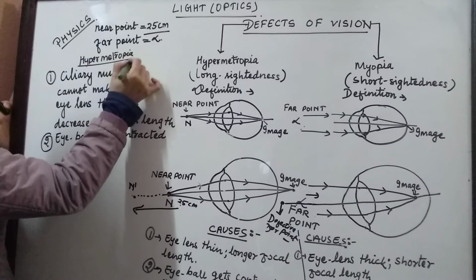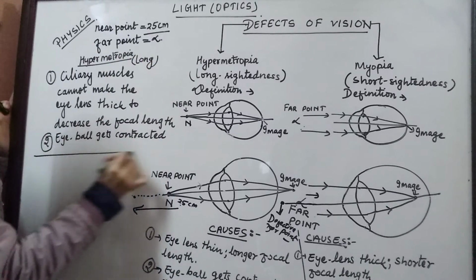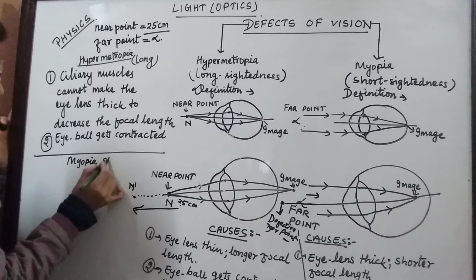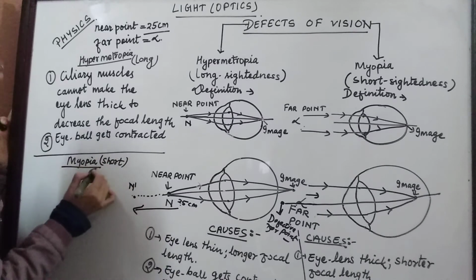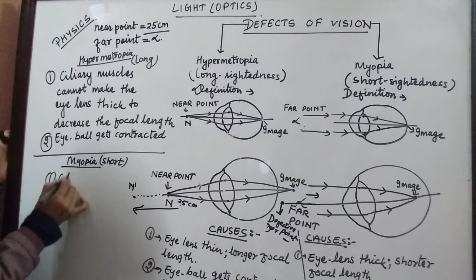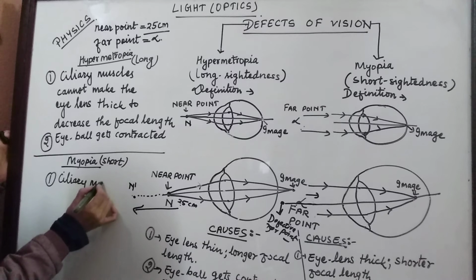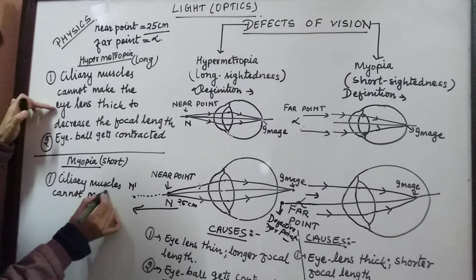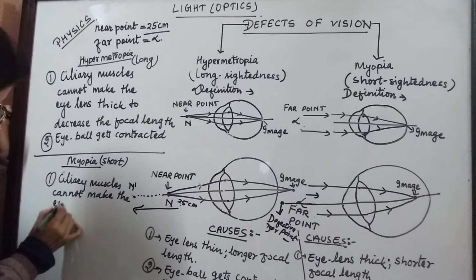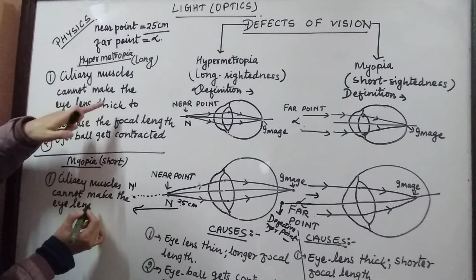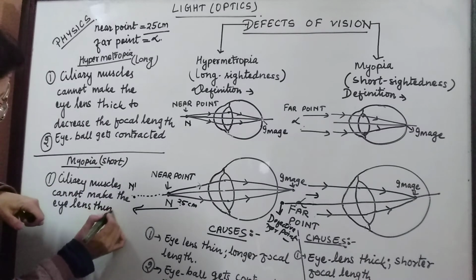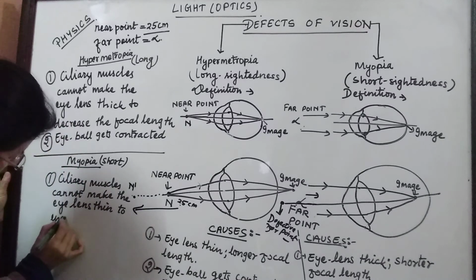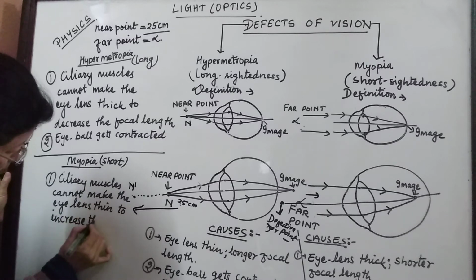And for myopia, short-sightedness, also use the same language so that it will be easier for you to learn. I am writing these words also so that it will be easier for you to remember. Number one, ciliary muscles cannot make the eye lens thin. Here it was thick, now here it is thin. To increase the focal length. Here it was decrease, now you write increase. To increase the focal length.